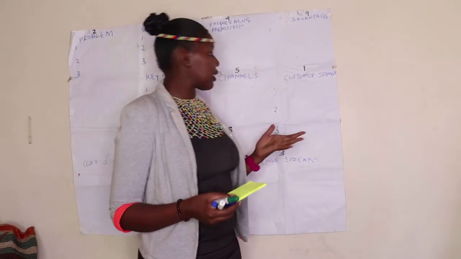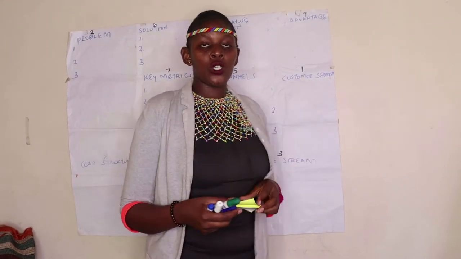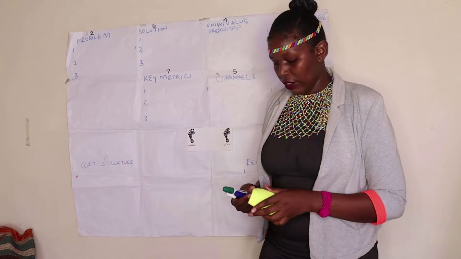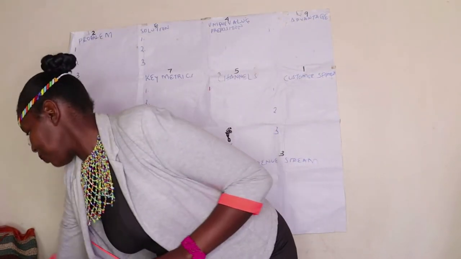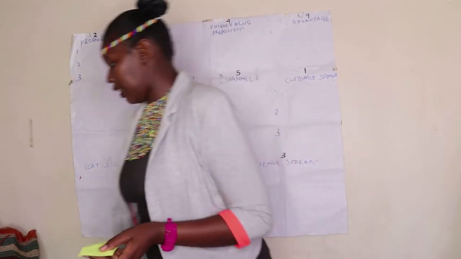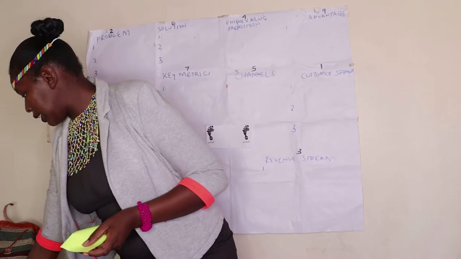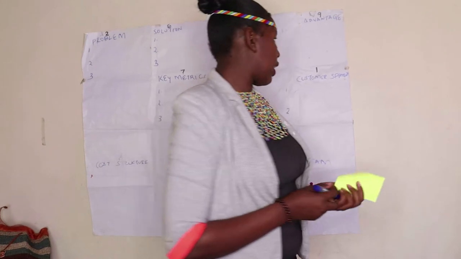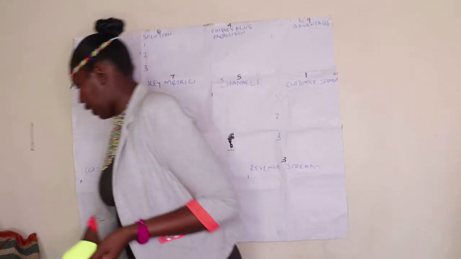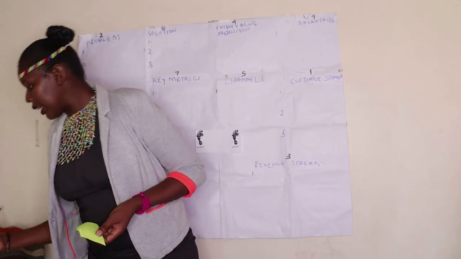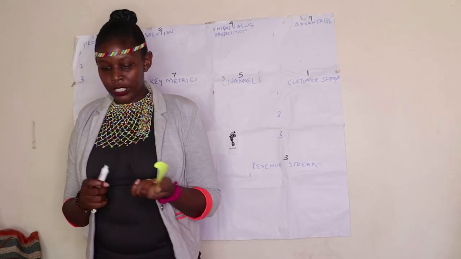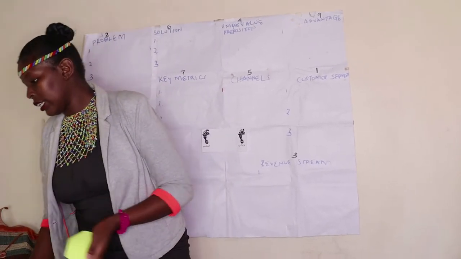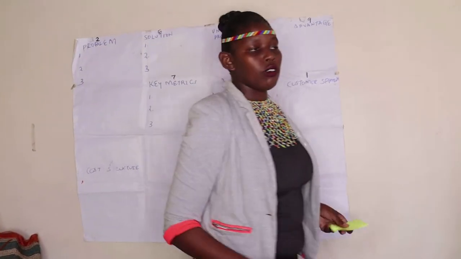So let's just get started with customer segment. And as usual, we're going to be using Vakenya as our dummy brand. So, customer segment. Vakenya, how did we settle on manufacturing footwear? Why footwear? That did not just come from nowhere. It took months and months and months of research, months and months of thinking about it, and months of working on it.